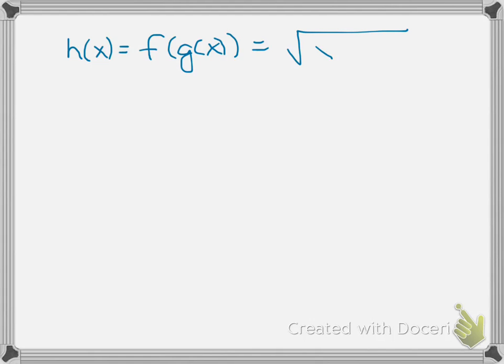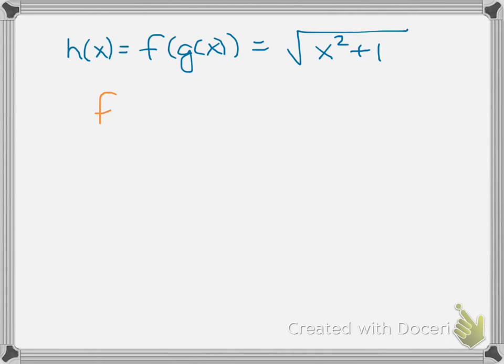Let's suppose we let h of x equal f of g of x. So we've seen this before. It's called composition of functions. Let's say in this case it's equal to the square root of x squared plus 1. So what we want to do in a case like this is we actually want to take a minute and recognize what we have here.